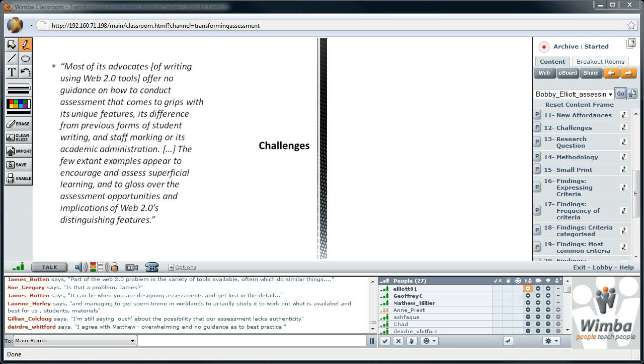Not sufficient guidance to faculty to encourage them to change practice.